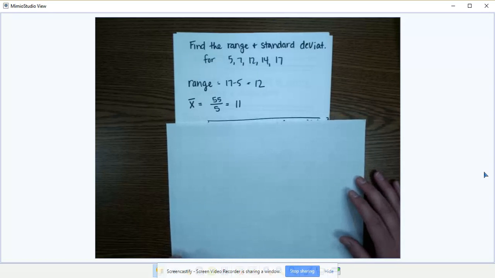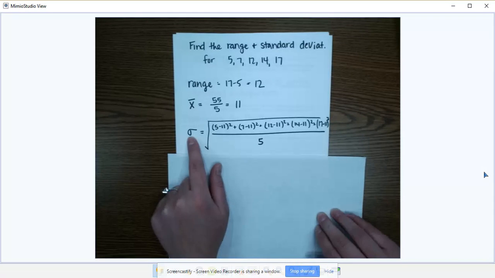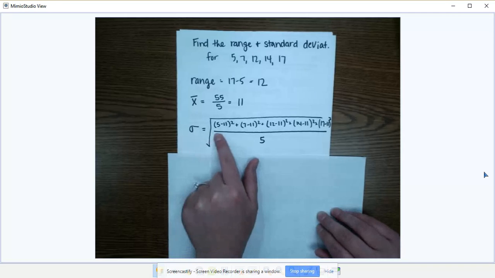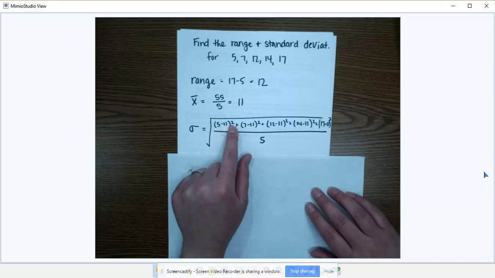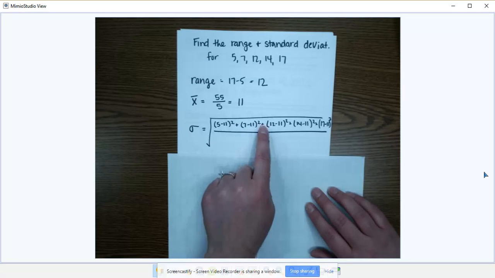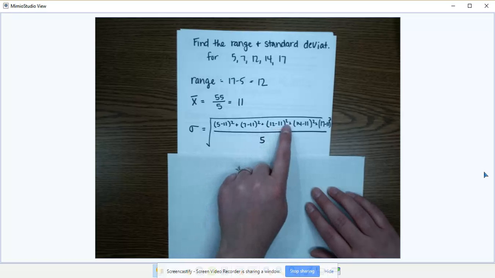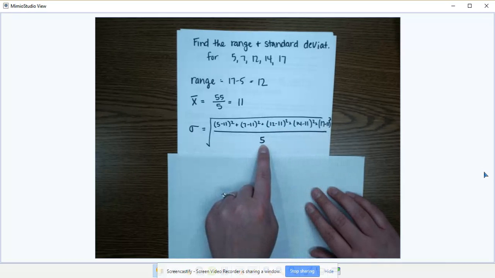And then to go find our standard deviation, we know we have our sigma, then the square root, and then we have our first term minus our mean squared, plus our second term minus our mean squared, plus our third term minus our mean squared, and so on. And then divide by how many terms you just added together. So we divide by 5.